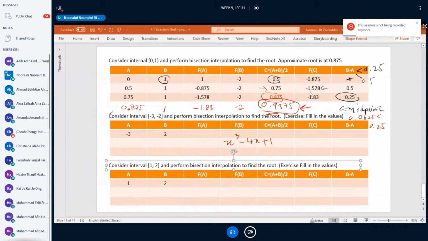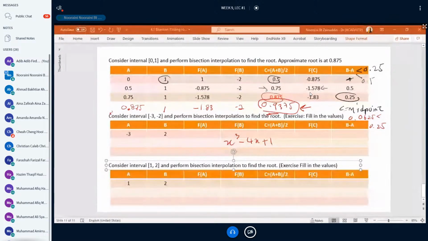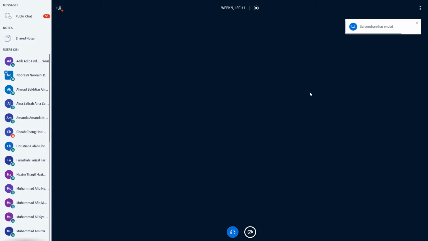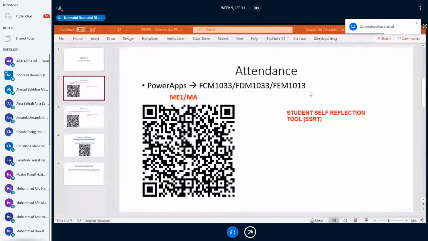Power Apps not working, you can use the Microsoft Office form previously. I need to open it. Okay, you can use the Microsoft form here.